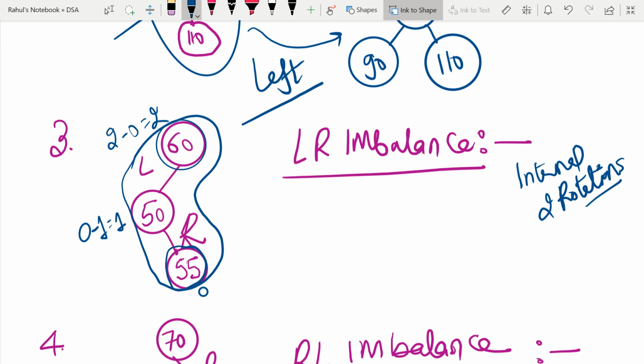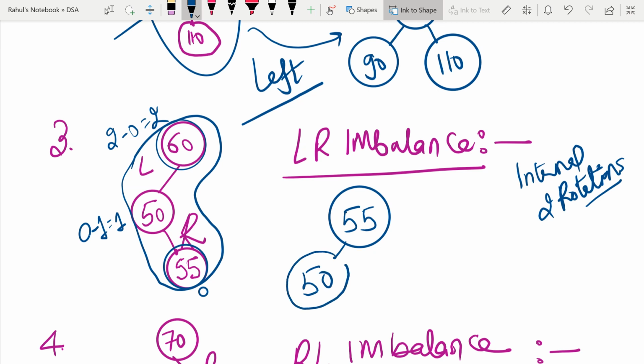The child node, or the lowest node, that is 55, we have to make the parent node, and the middle node, that is the second highest node, we have to make the left child, and 60 would be its right child, because internally two rotations are there, and by following those two rotations, the final tree would be like that. So 50's weight is less than 55, so it would be placed on the left side of 55, and 60's weight is greater than 55, so we have placed the 60 node on the right of 55.